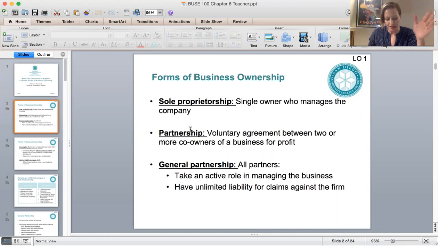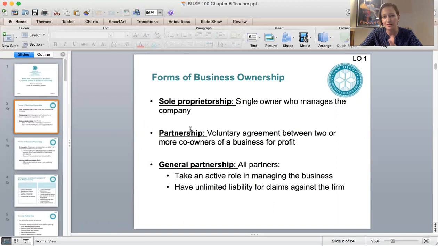And in a general partnership, the scary thing too is that the general partners, first of all, have to take a role in managing the business. They have unlimited liability as a general partner against any claims against the business. Let's say one of the business partners decides that she's going to go out and buy a whole bunch of office equipment, and she's going to put that on the partnership's tab. Well, that would be a liability of the entire partnership.